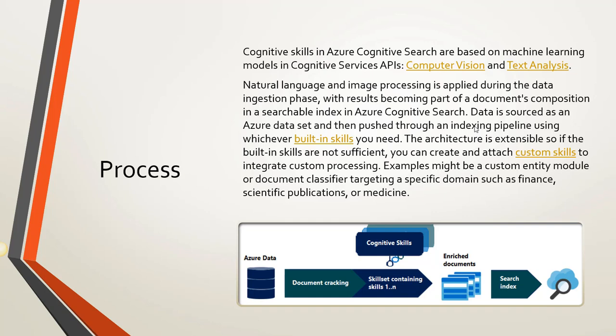However, you can create custom skills. By default, you have these two skills, computer vision and text analysis. With text analysis, you can recognize company names and people's names, but with custom skills, you can enrich it even more with custom code. You can create any custom code to do something you dream about.